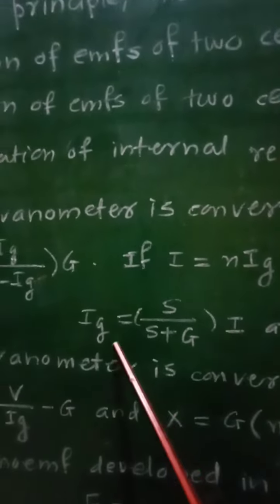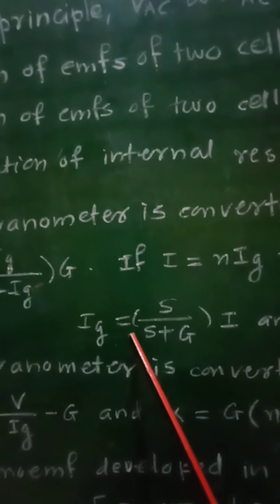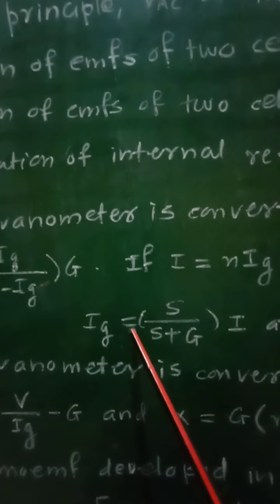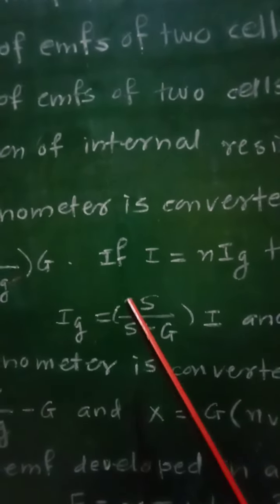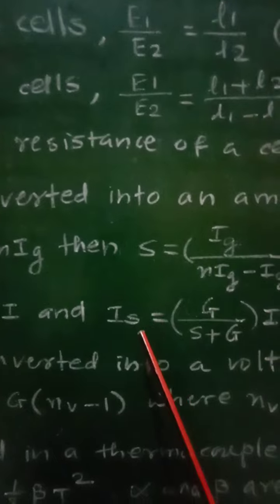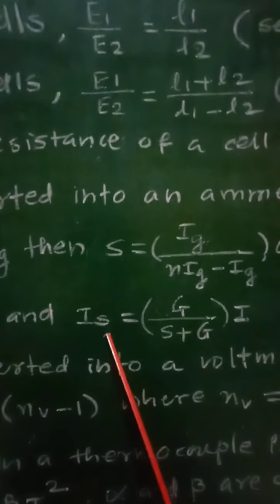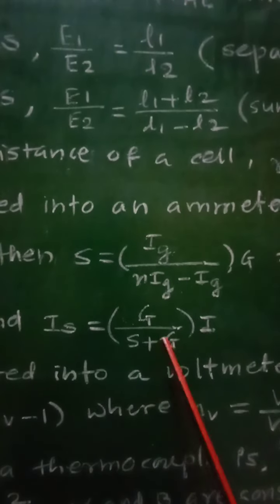Similarly, the current flowing through the coil of the galvanometer Ig will be calculated by using the formula Ig equal to S upon (S plus G) into I, and the current flowing through the shunt will be calculated as Is equal to G upon (S plus G) into I.